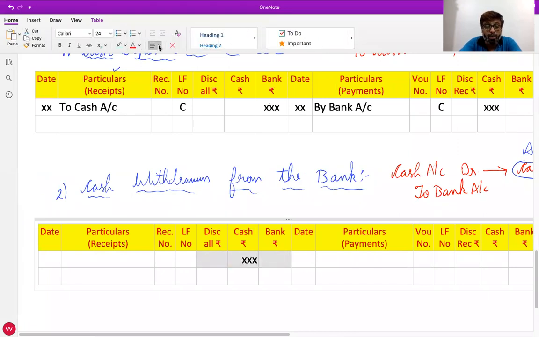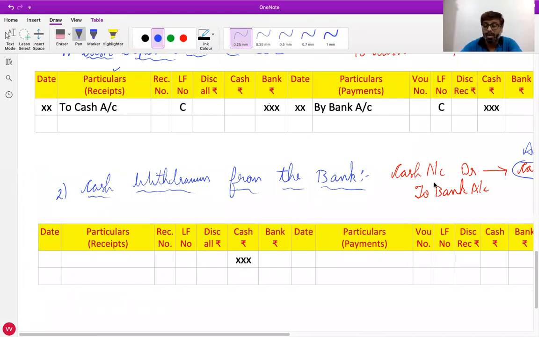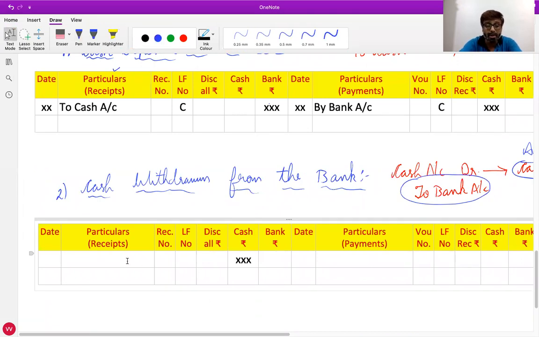Now, what is the name of the opposite account that you'll write in the particulars? To bank account. What will you write in the particulars? To bank account.